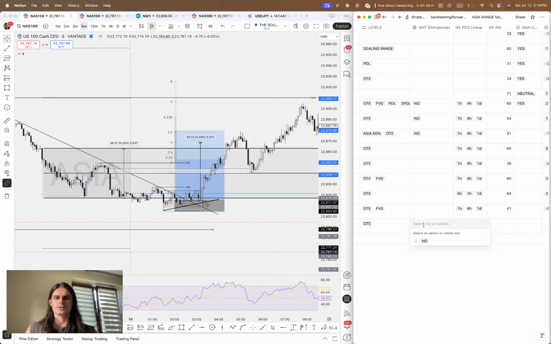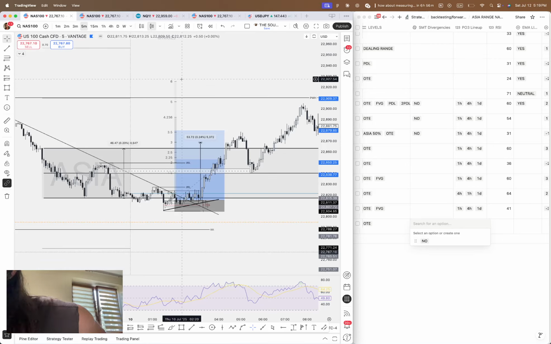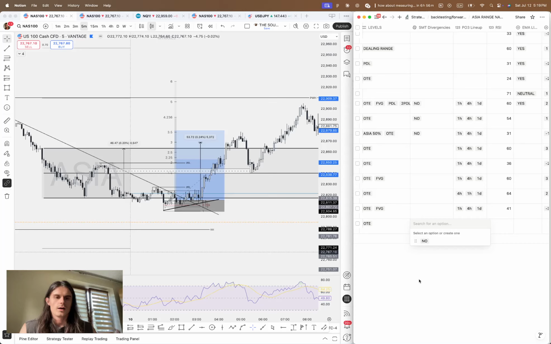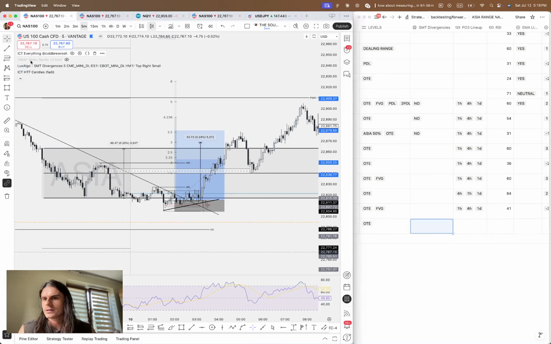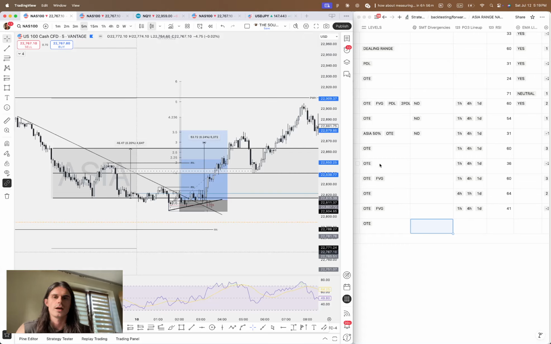Then SMT divergences. Normally, I do have SMT divergences turned on here. I think my Mac is going to die right now. Give me a sec. I don't see any SMT divergences, so I need to refresh that. There were some, but historically they don't show up, so I need to refresh that. I don't want to, because then it's going to be a mess.